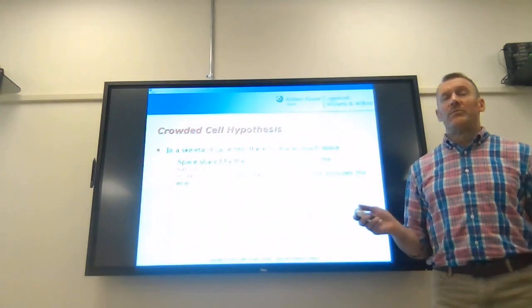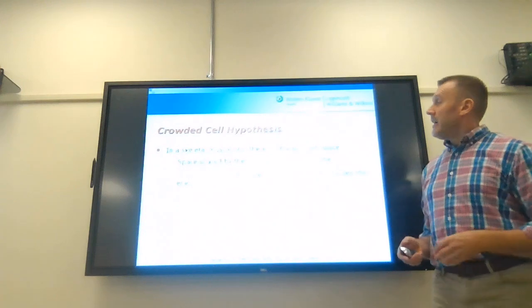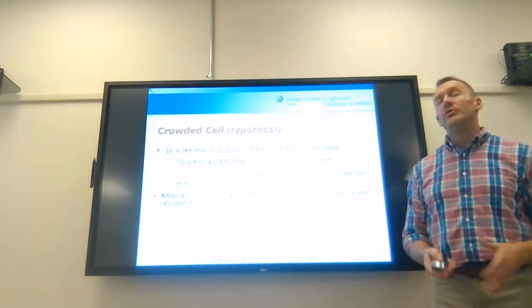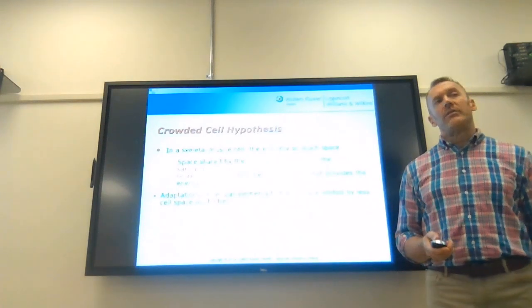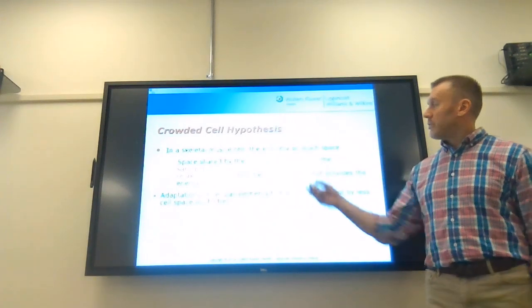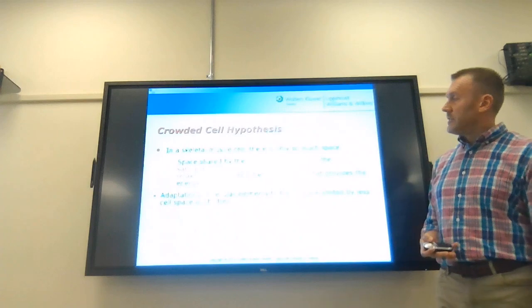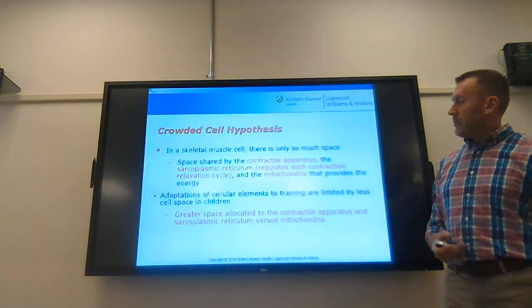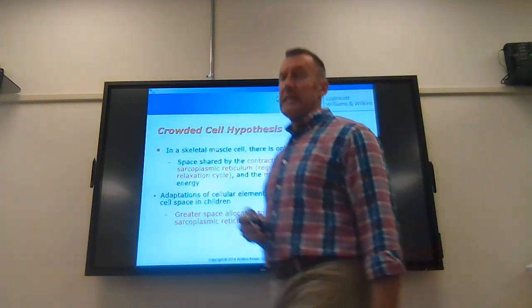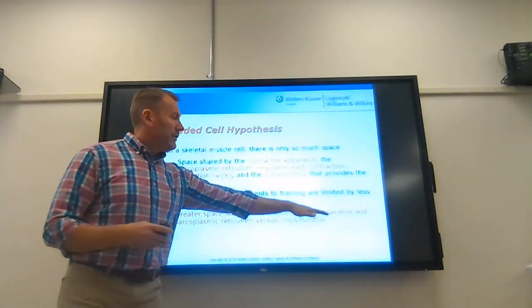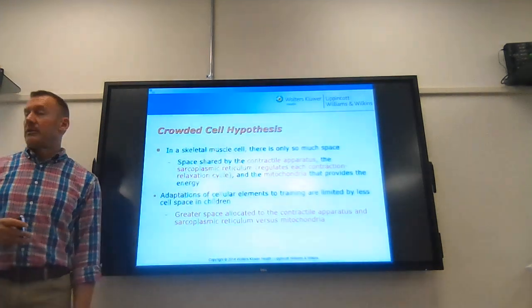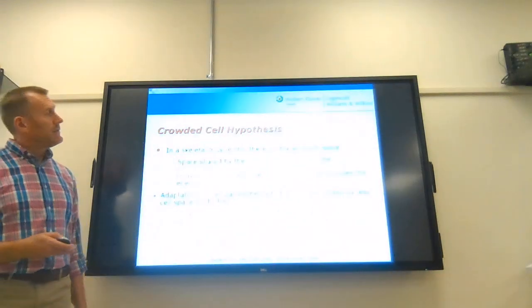You've got smaller muscle cells in these kids without much space for the mitochondria. So they're able to improve endurance, but it's not through the usual mechanism like in adults where you have an increase in oxygen consumption. So there's greater space allocated to the contractile proteins as well as the sarcoplasmic reticulum in kids.